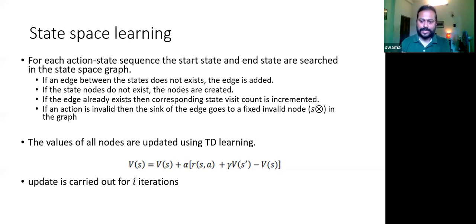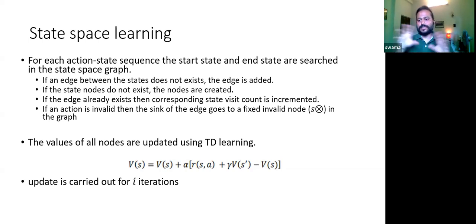Now let's say S2 is not there, the node is not in the state space graph. Then a new node called S2 will be added to the graph. And let's say both the nodes exist and also the edge exists. In that case, the visit count will be incremented, the number of times it has been visited. And let's say a specific action is taken and after taking that action, it goes to an invalid state, so it's an invalid action and some failure has happened. There is a certain invalid node, a constant node. Then the edge from that particular state goes to that invalid node.